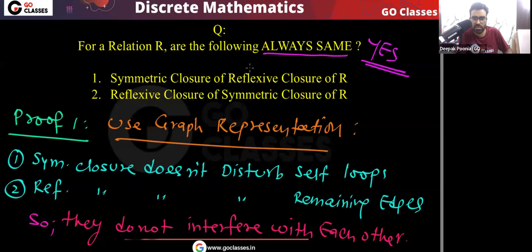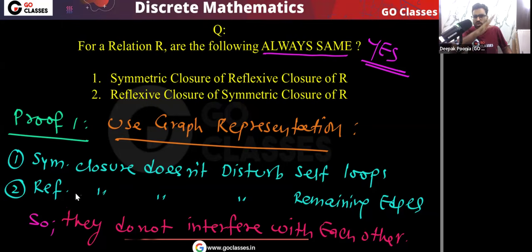Let me also tell you the same thing from the matrix representation point of view. Tell me one thing. If I take the transpose of an n by n matrix, is the main diagonal disturbed or not? For an n by n matrix, if I take the transpose, the main diagonal will not be disturbed. The same thing: the symmetric closure will not disturb the main diagonal, and the reflexive closure will not disturb the remaining cells.